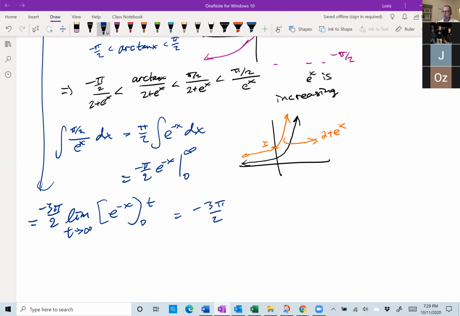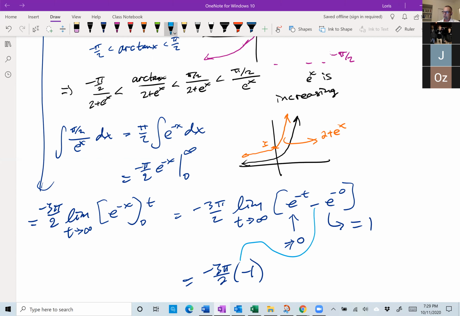Now, remember, you can pull out any constant out of the limit. Makes it easier. E to the negative t minus e to the negative 0. Well, this is equal to 1. And this will go down to the negative t going, this goes down to 0. So this ends up being negative 3 pi over 2 times negative 1, because there's a negative on there. Okay, and so this ends up being 3 pi over 2.